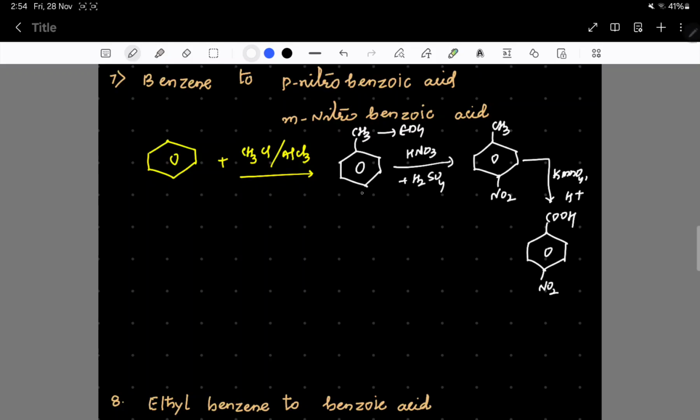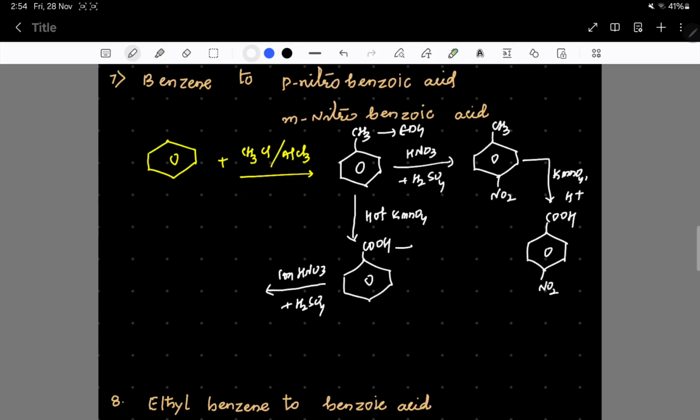Meta-nitrobenzoic acid. From this, student, we will do one additional step. You can react with hot KMnO4, so this will be converted into COOH. Now we are converting methyl benzene to benzoic acid. Then you can do the reaction with concentrated HNO3 plus H2SO4, the nitration process, right?